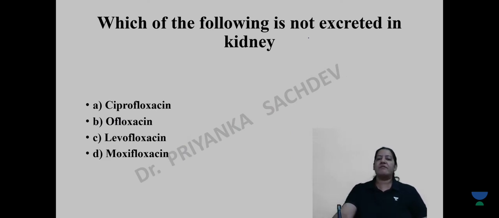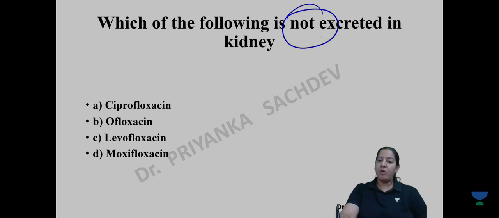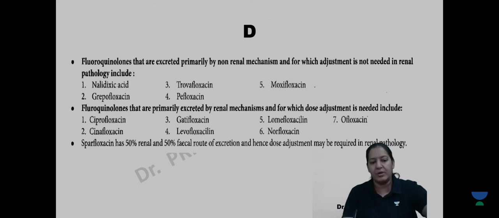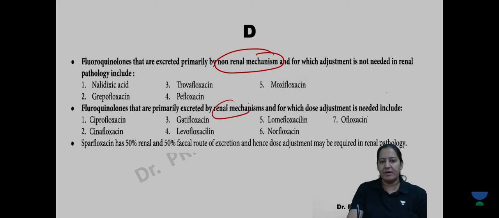Can you tell me the name of the drug which is not excreted by the kidney? So I want non-renal excretion. That is, I want the excretion in the stools or feces. So which of them is excreted in stools? Frankly speaking, it's difficult to learn. Frankly, it's very difficult. So these are non-renal drugs and these are renal drugs. Non-renal means feces or stool, and renal means urine.